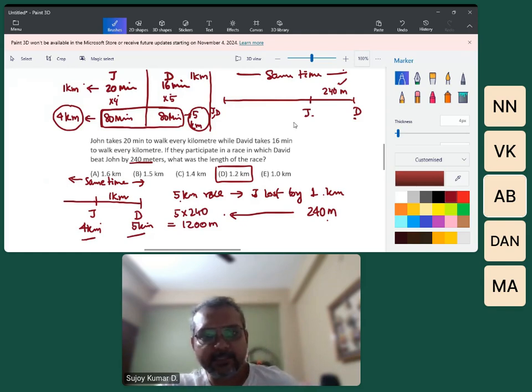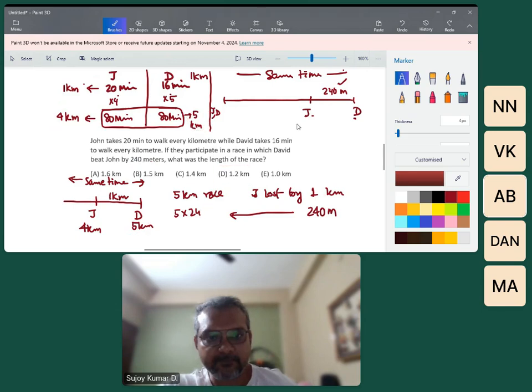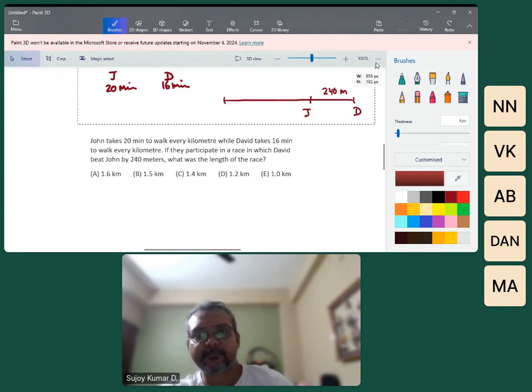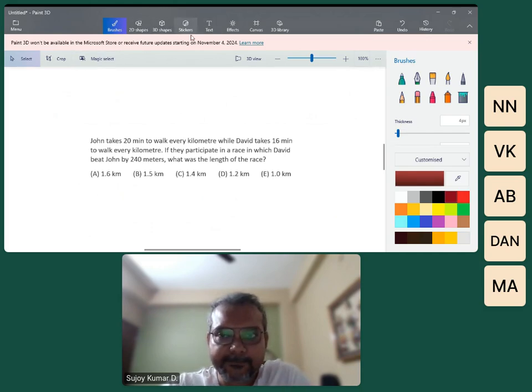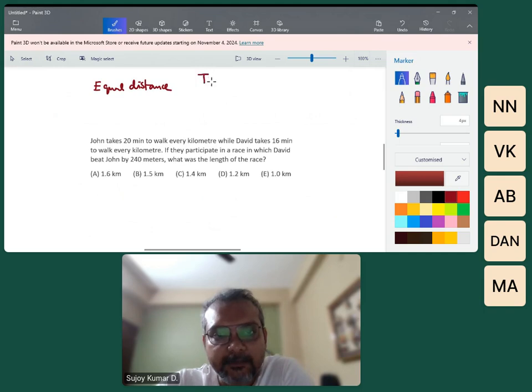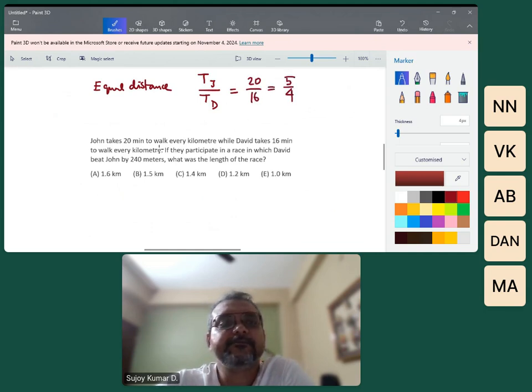Okay, I'll just redo this. I guess this was a little confusing. Okay, I'm redoing this, okay? All right. So for the same distance, equal distance, the time taken by John and time taken by David is in the ratio 20 to 16, which is 5:4. Is that okay? Yeah. Okay.